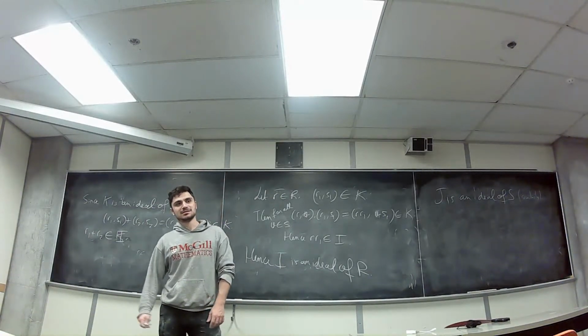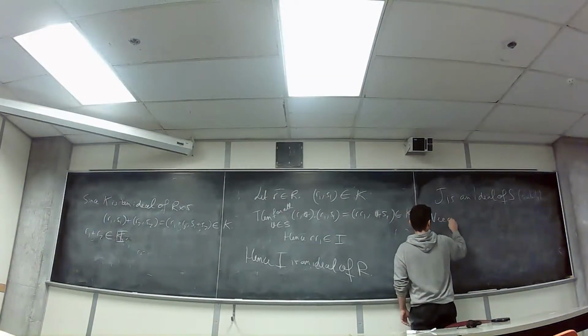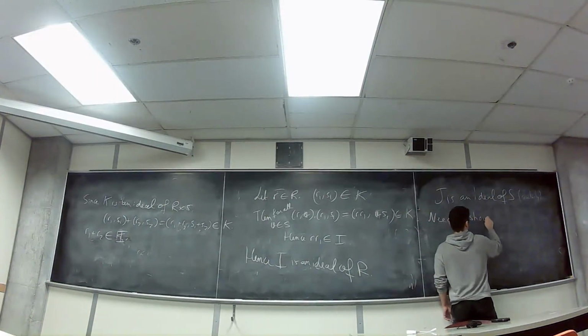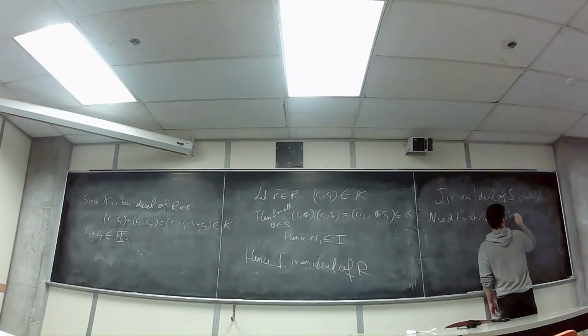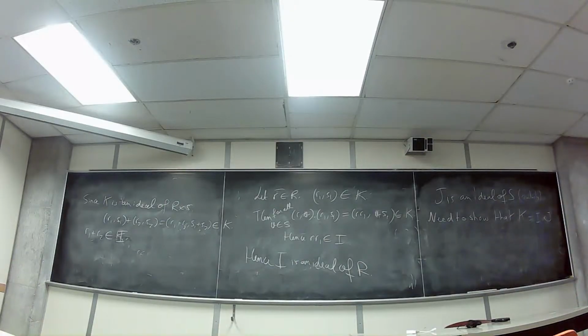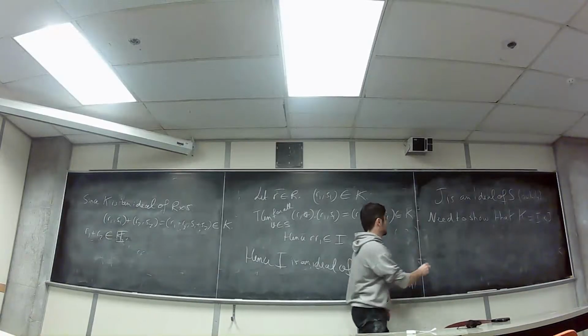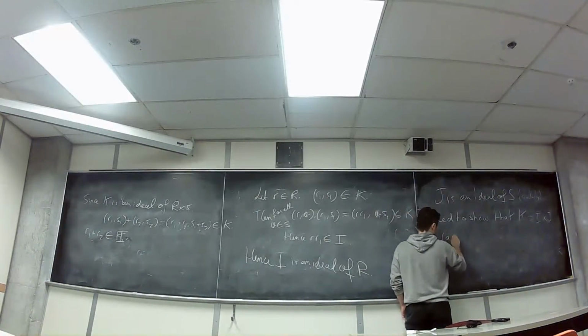I have to prove that K is I cross J. Need to show that K is equal to I cross J. If you take any RS in K, then by definition, by construction, R is in I and S is in J. Exactly, that's why we built the I and J that way. So let RS belong to K. I'll just use let AB belong to K.